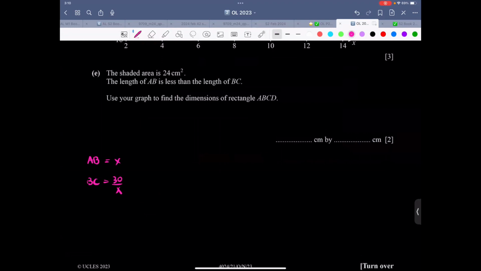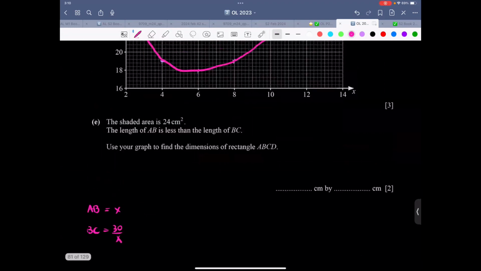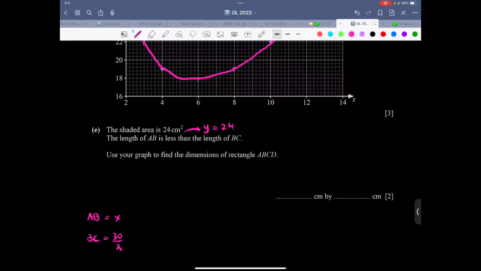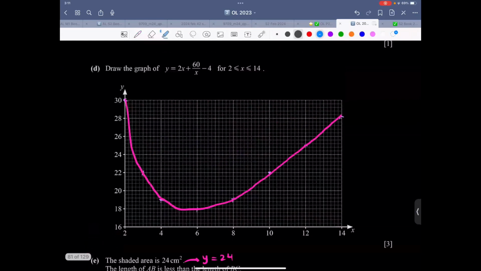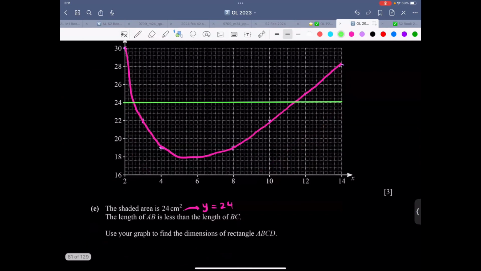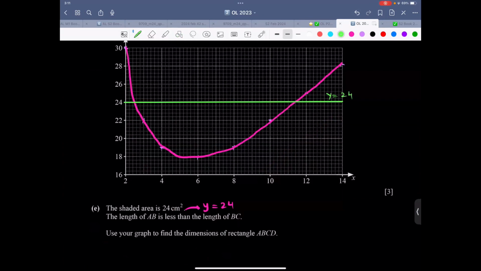So now over here, let me draw this as Y. So let me draw the line Y equals 24. So let me draw a green line with a ruler, and let me make it a bit thinner. So this is the line Y equals 24, because we need to see what are the values of X at which the area is 24. So now one of the intersecting points is this thing. The other one is this thing.